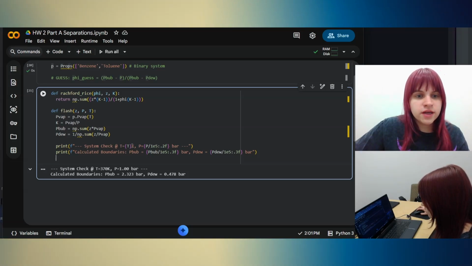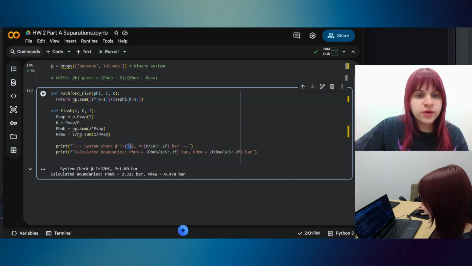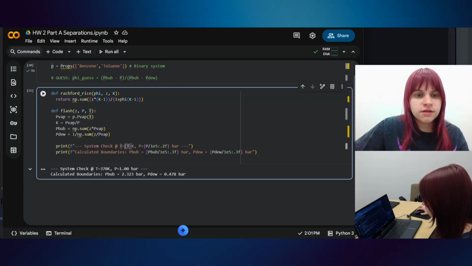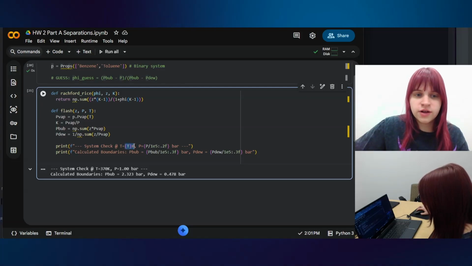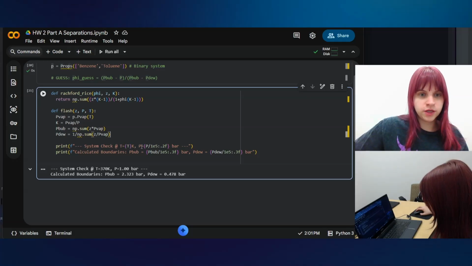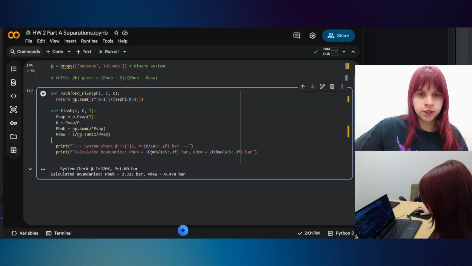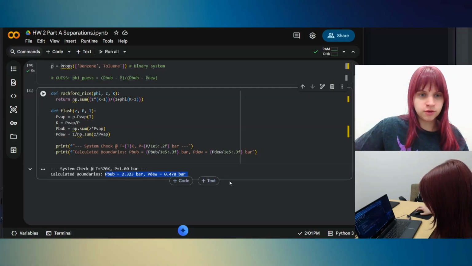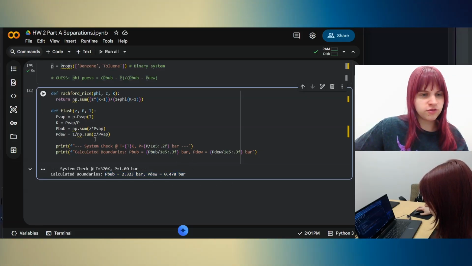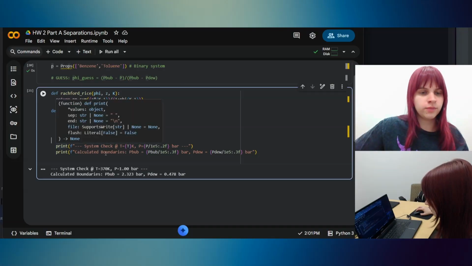And what this is doing is it's literally just taking the temperature you gave, printing it out to confirm that it's correct. It's in Kelvin. And then this right here converts pascals to bar so that we're in bar. And that's essentially what it's doing for us right there. I'm just printing it out.